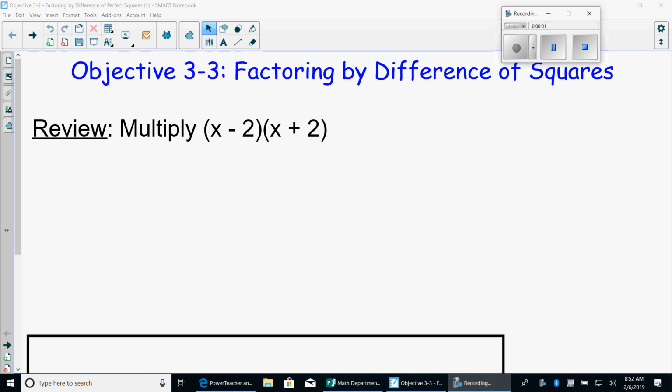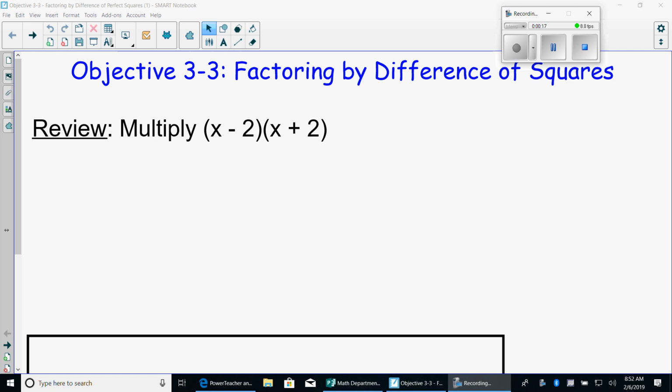All right, so this is objective 3-3. We're going to factor by difference of two squares, okay? We've already learned one way of factoring. What's that way? Greatest common factor.